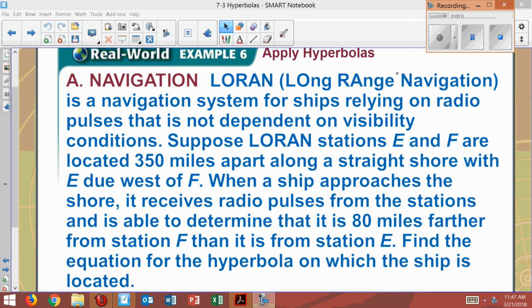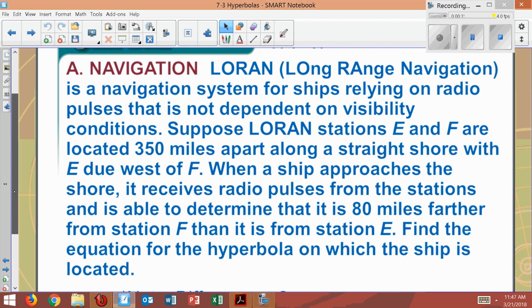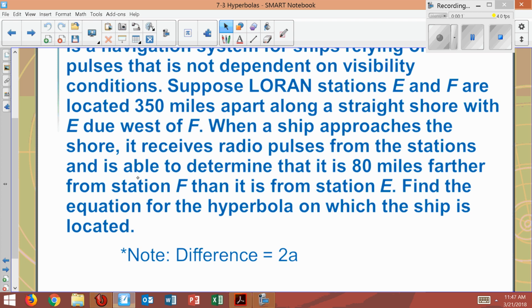Example 6. Applying hyperbolas to the real world. In navigation, we have what's called a LORAN, which is a long-range navigation. It's a navigational system for ships relying on radio pulses that is not dependent on visibility conditions. Suppose the LORAN stations E and F are located 350 miles apart along a straight shore with station E due west of station F.